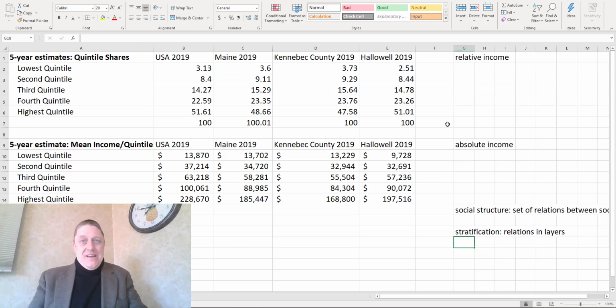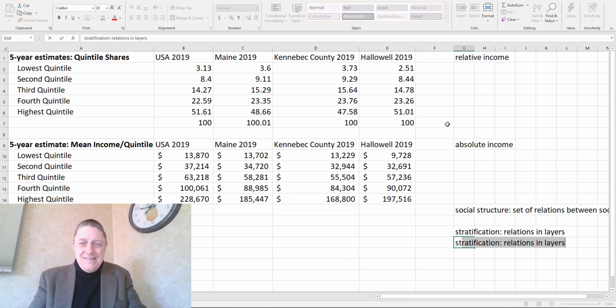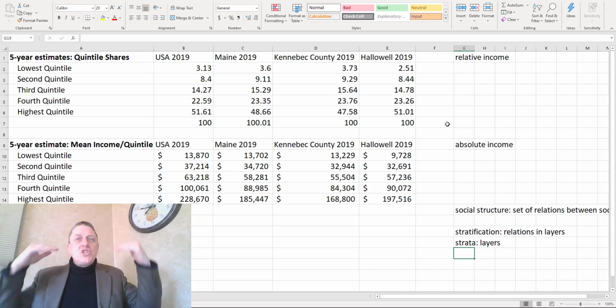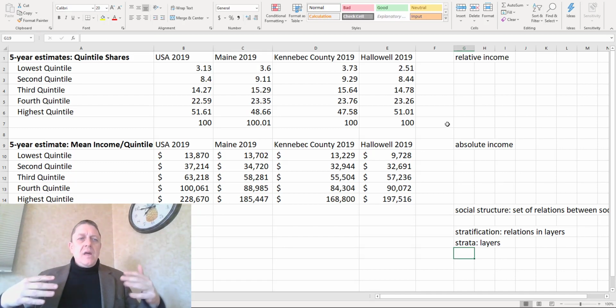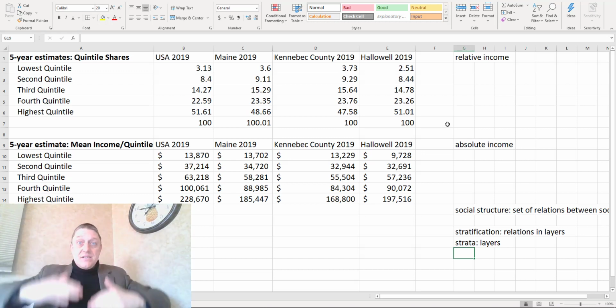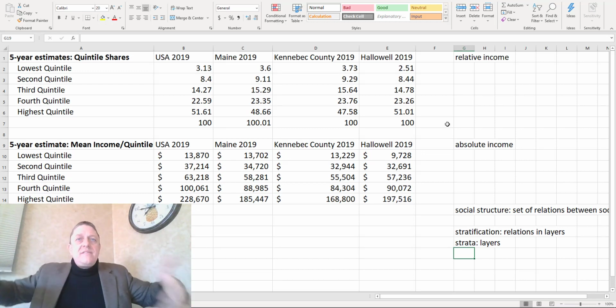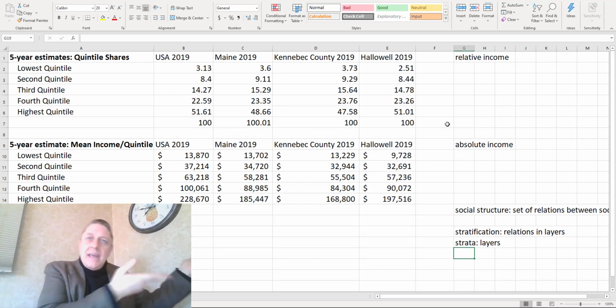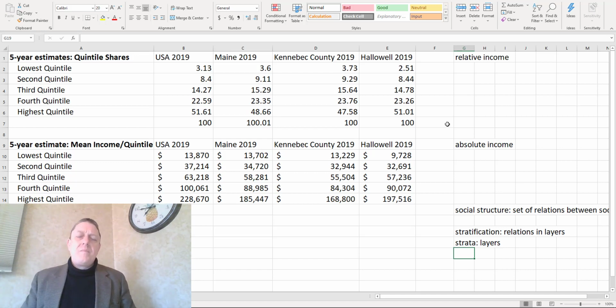There are layers here. These are strata. Strata are what we call the layers. Social strata, where we think about the highest, the lowest. What is it ordered in terms of? It's ordered in terms of income. And income inequality is what's measured here.